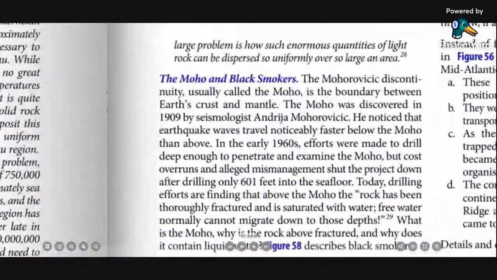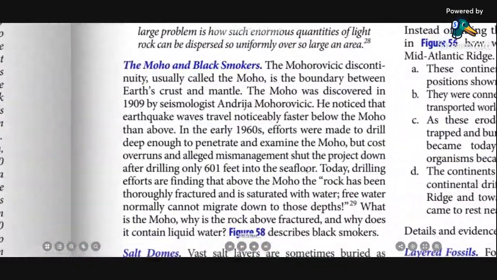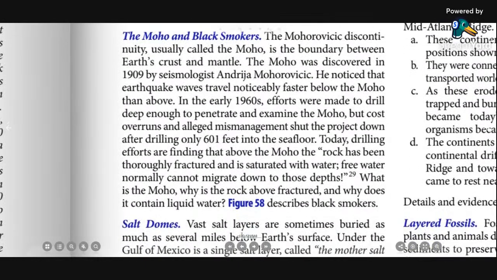The Moho and black smokers. The Mohorovičić discontinuity, usually called the Moho, is the boundary between Earth's crust and mantle. The Moho was discovered in 1909 by seismologist Andrija Mohorovičić. He noticed that earthquake waves traveled noticeably faster below the Moho than above.